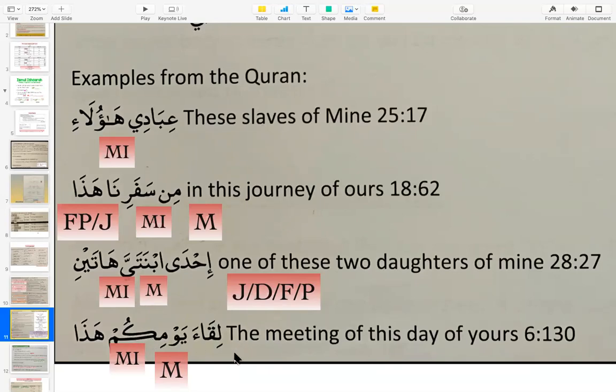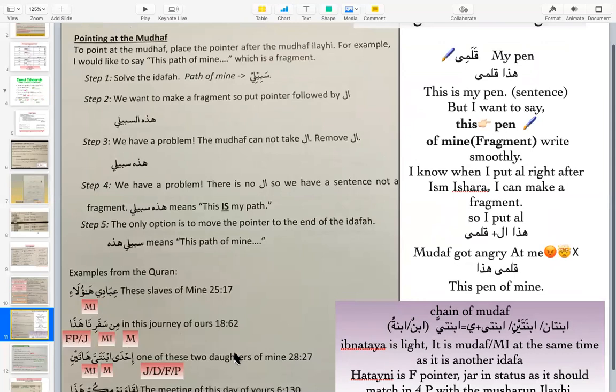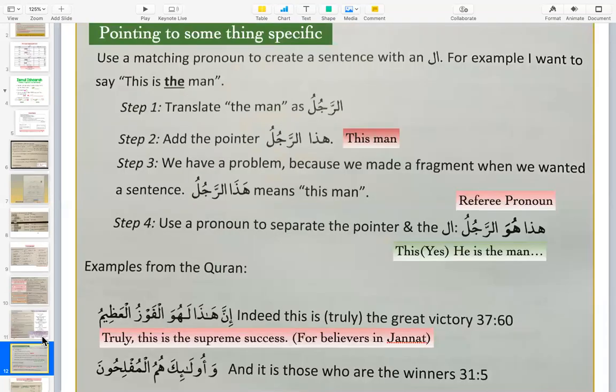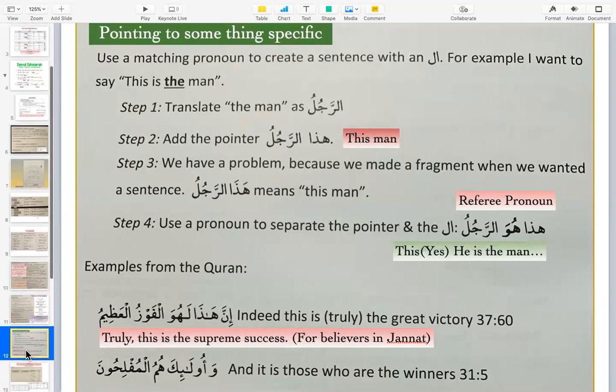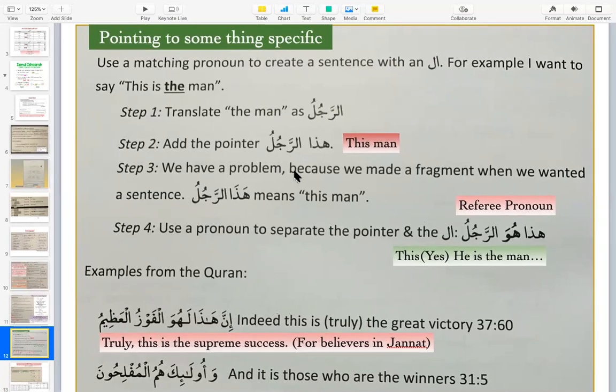Okay, so this is how we are going to translate, inshallah. So I hope everything is making sense to you guys. Okay, one more point to go. So what is that point? Kind of the same thing that we just did with the idafa fragment.